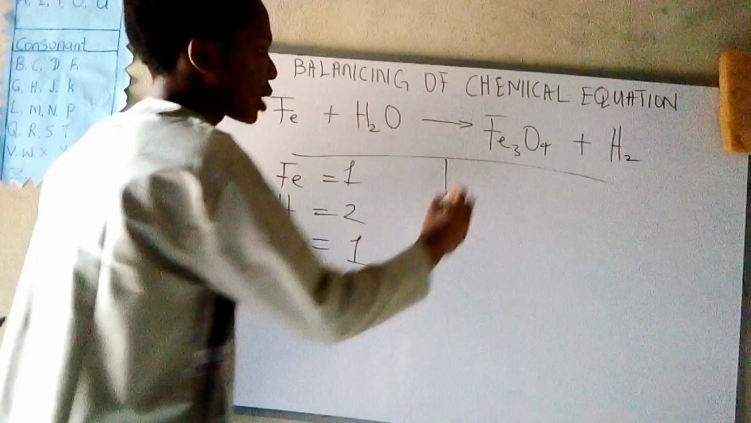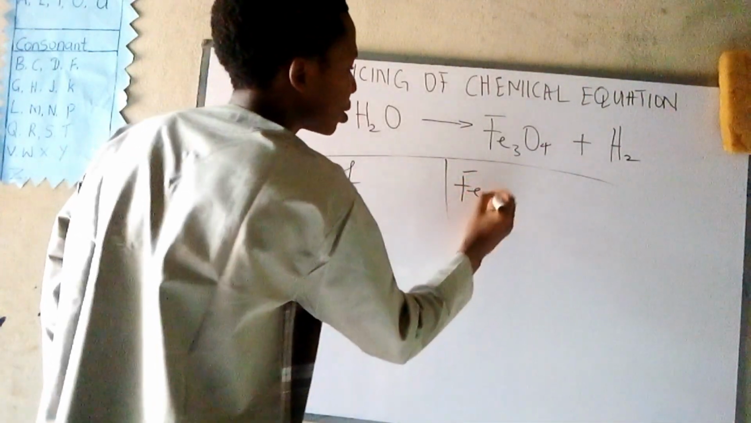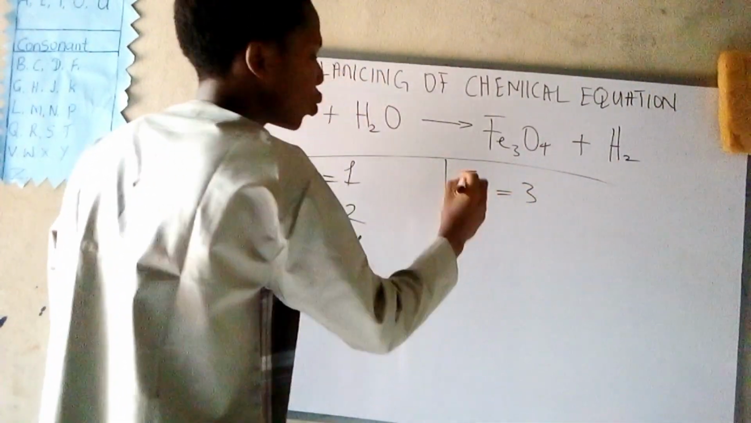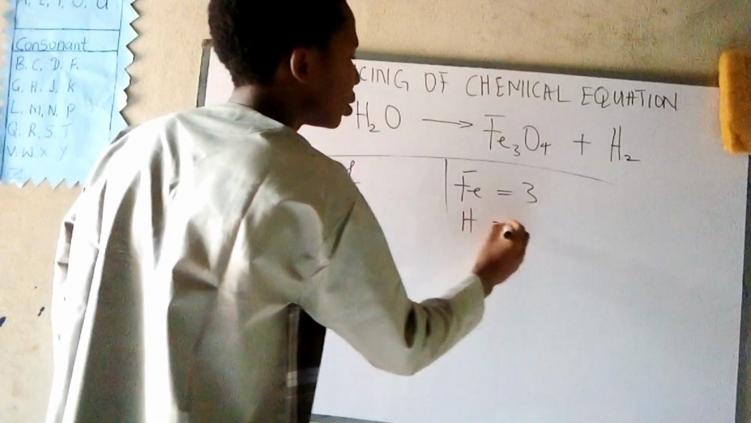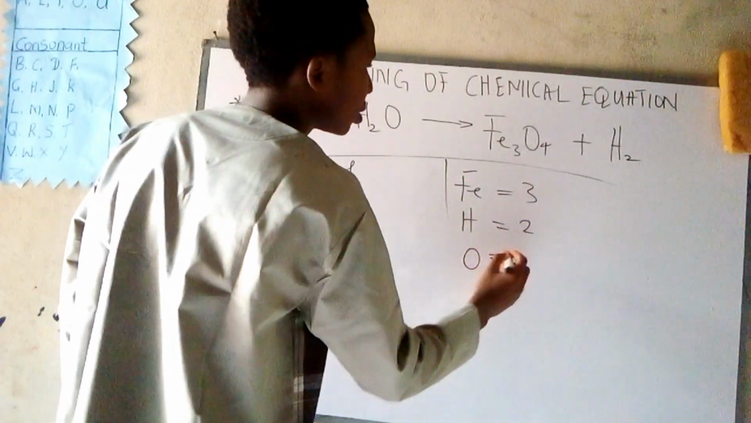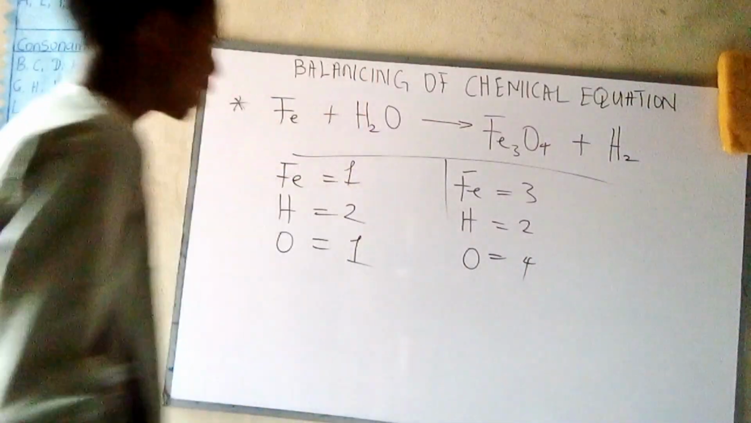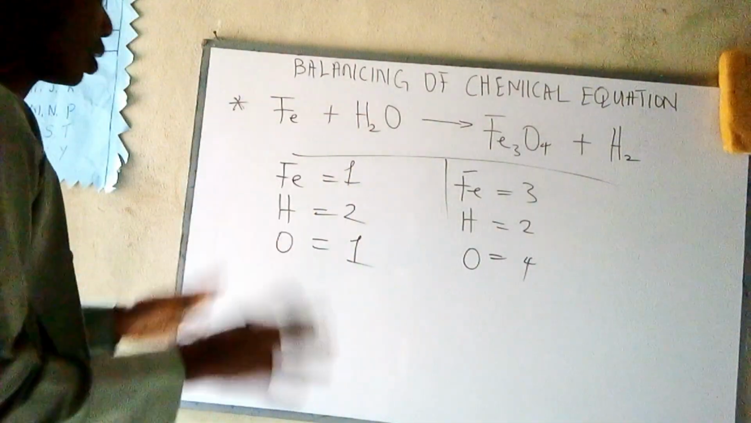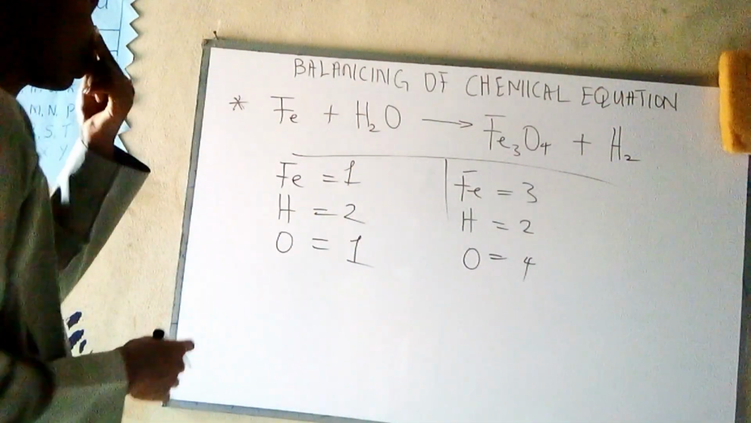Let's move to the product side. We have iron to be 3 atoms. We have hydrogen to be 2 atoms. We have oxygen to be 4 atoms. Okay, now from the look of things, let's balance this equation.